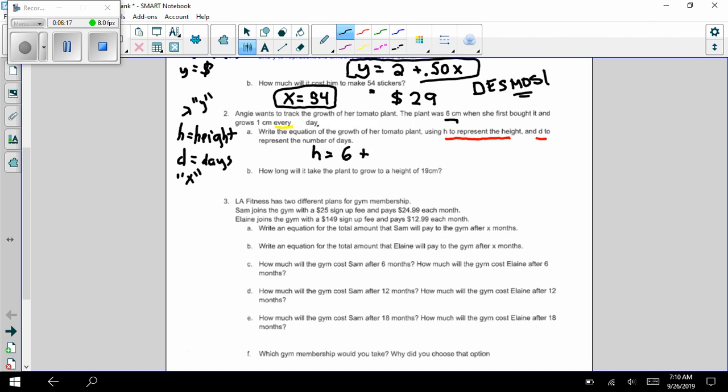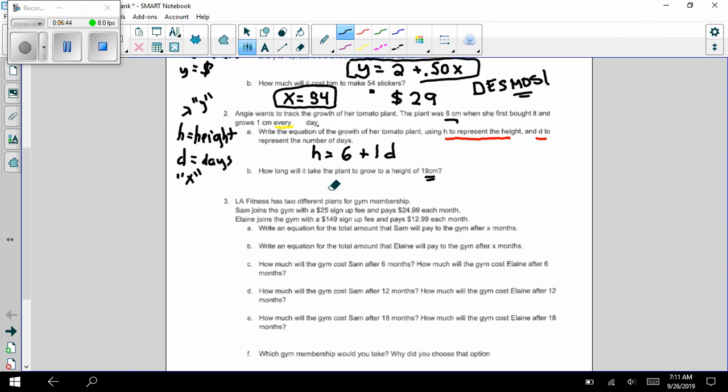We can put the 1 here and the D next to it because we don't know how many days we're going to track until we get to letter B. It says, how long will it take the plant to grow a height of 19 centimeters? So in this case, they're giving us the H or the Y. They want us to figure out the number of days it will take for it to grow this tall.